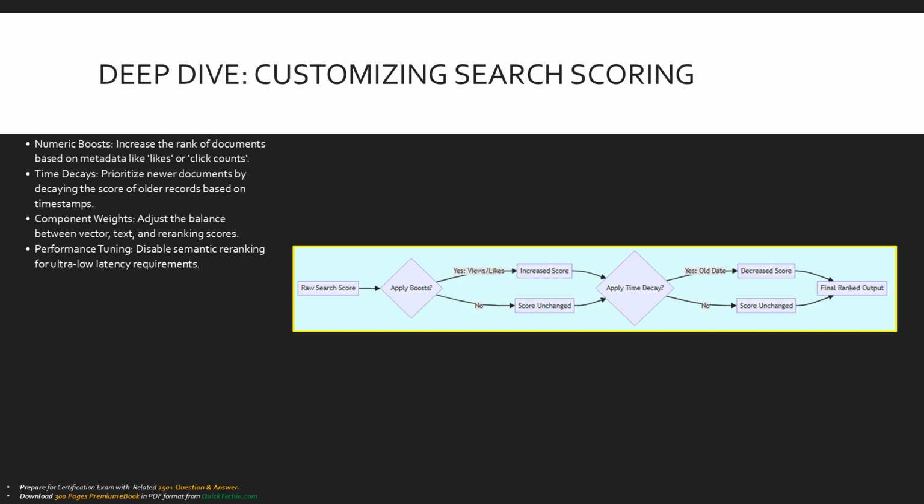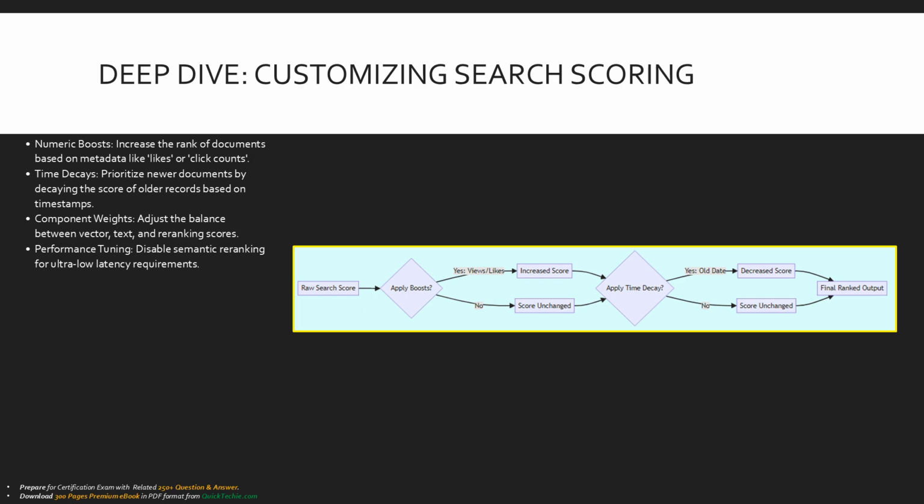Let's walk through the scoring customization pipeline visually. The process begins on the left with the raw search score generated by the base hybrid engine. The system then encounters the first decision node, apply boosts. If configured, metadata like views or likes acts as a multiplier, resulting in an increased score.